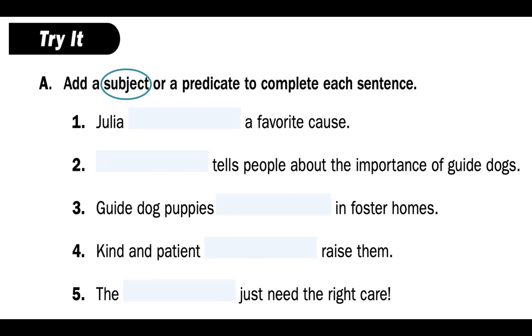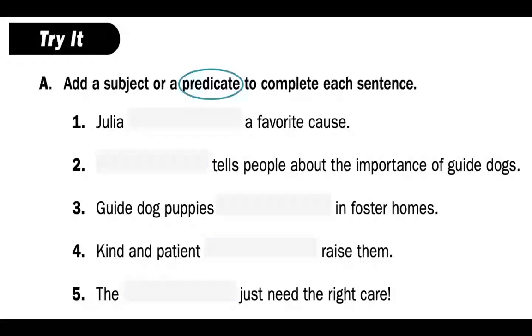Julia blank a favorite cause. Do we know whom or what is doing something in this sentence? We do. It's Julia. Do you know what she's doing? Is there an action word or a verb in the predicate? There is no verb in our predicate. That is what is missing. You need to put a verb in the blank.